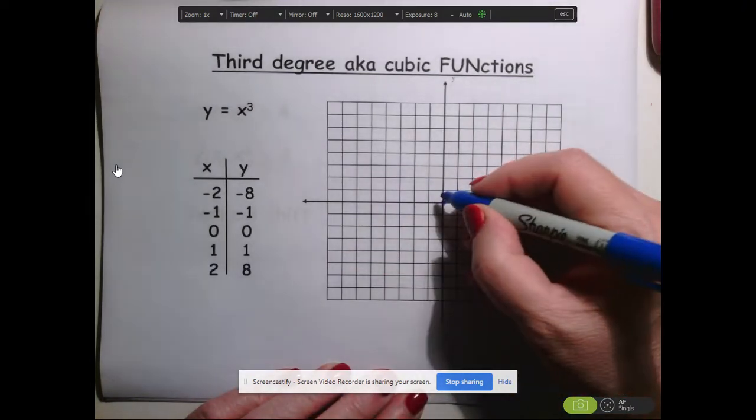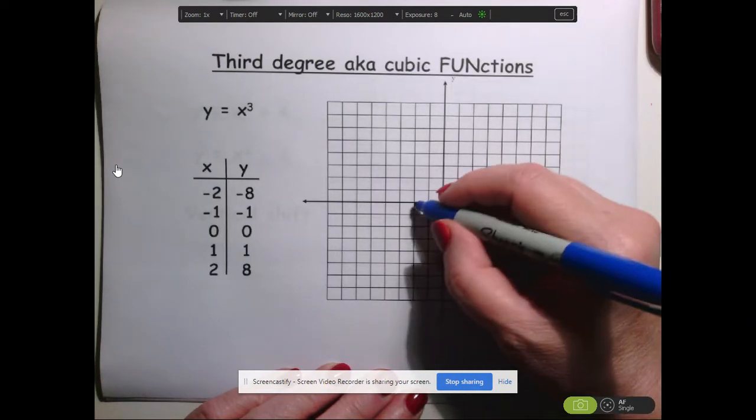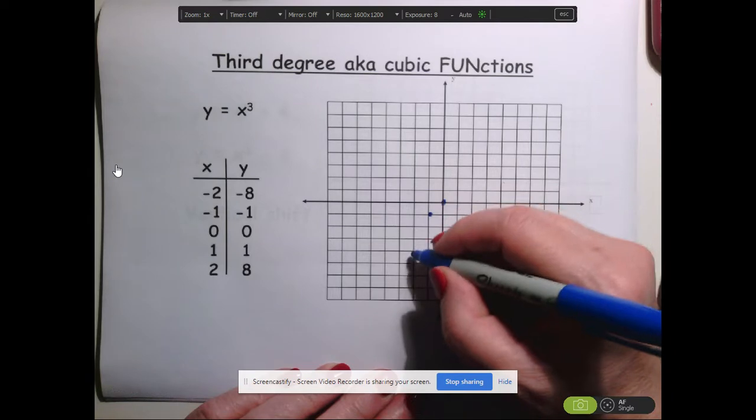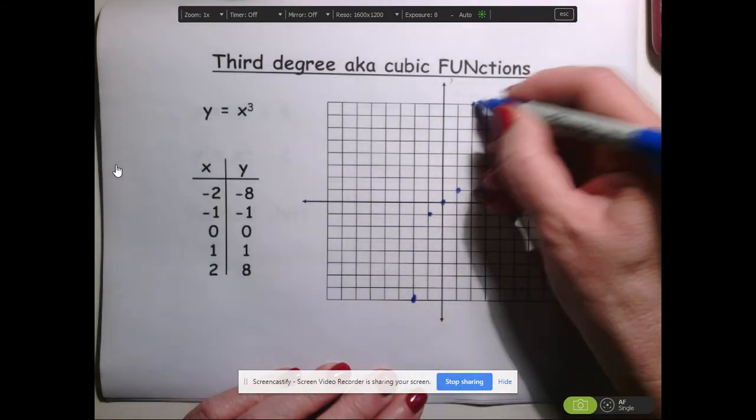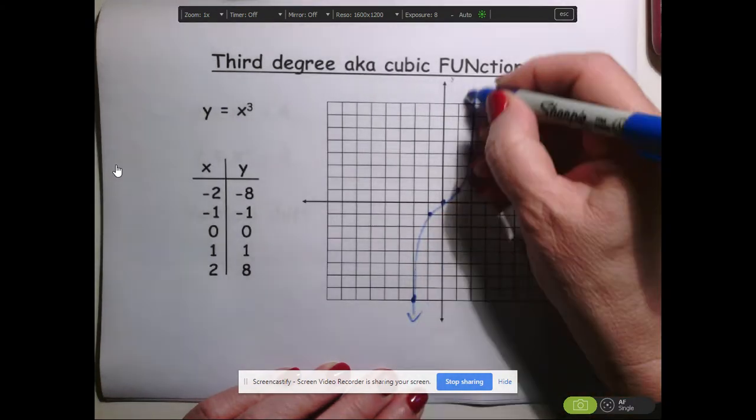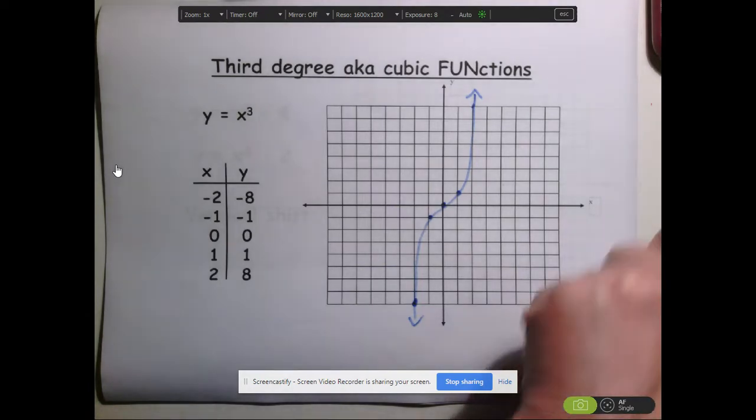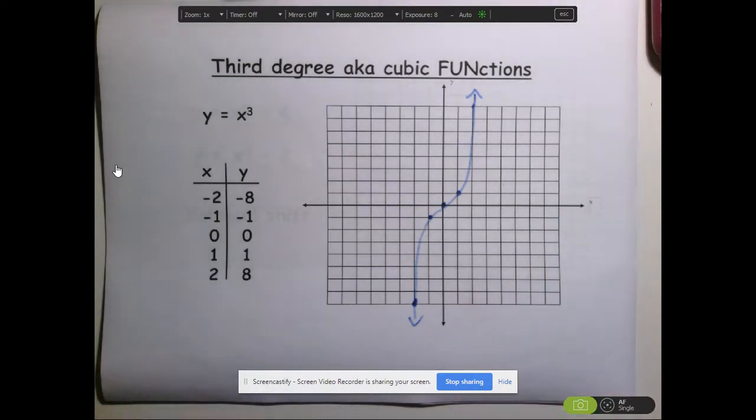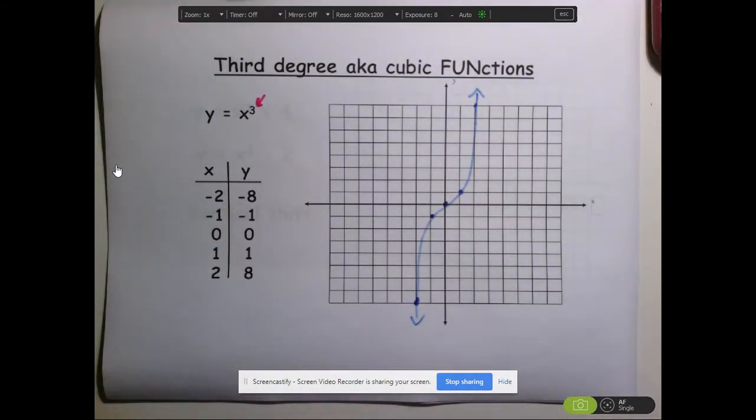0, 0, -1, -1, -2, -8, 1, 1, and 2, 8. And the function would look like this. And we note that the exponent here is 3, which is an odd number, and the ends of my graph are kind of going in opposite directions, which is what you would expect from your table of values here.